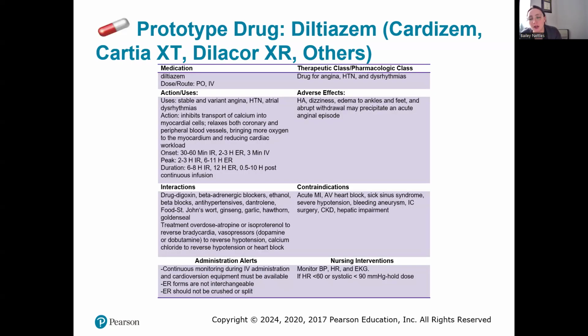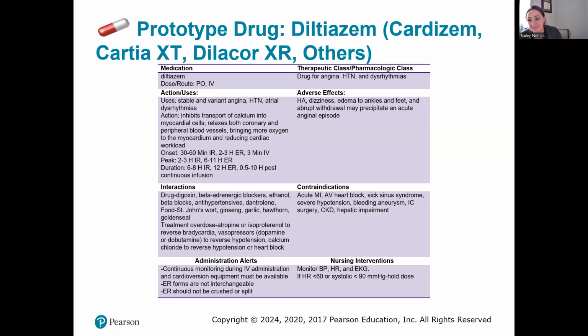So Cardizem, diltiazem. A lot of people call it DILT. It's used very often, not so often for angina, but we do use it a lot for the atrial dysrhythmias. So it's stable, variant angina, high blood pressure, and atrial dysrhythmias. So then we talked about how it works, okay? It's PO or IV, and it's even got an extended release, usually with the PO.